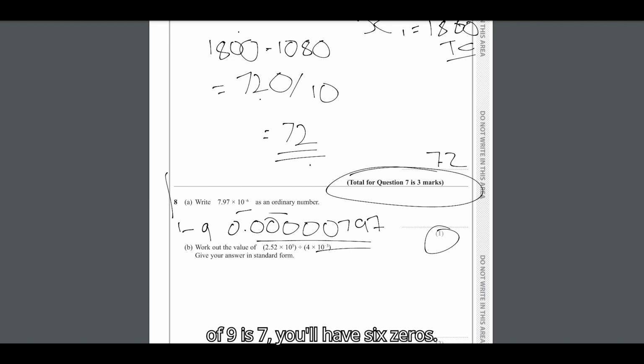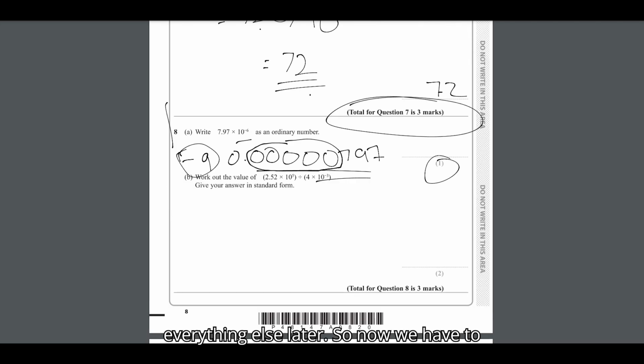If it's 10 to the power of negative 7, you have 6 zeros. To the power of negative 8, you have 7 zeros, etc. Only if it falls within this range, 1 to 9, and you guys can identify everything else later.